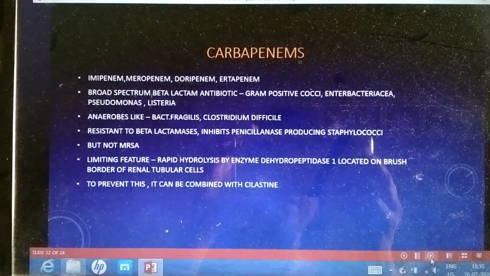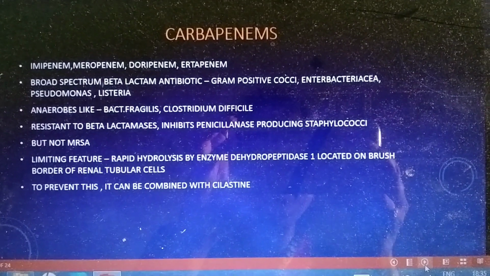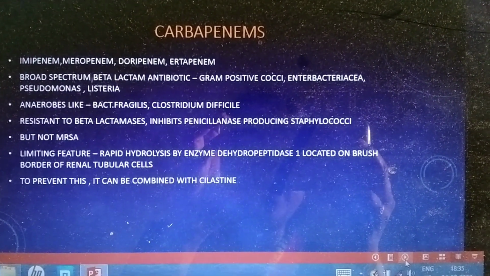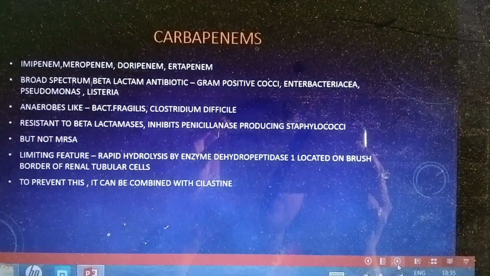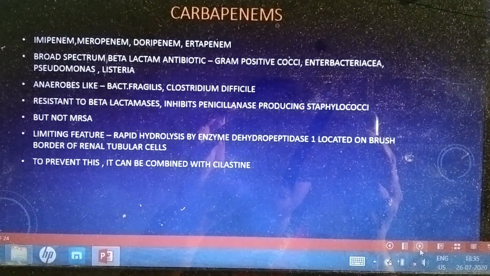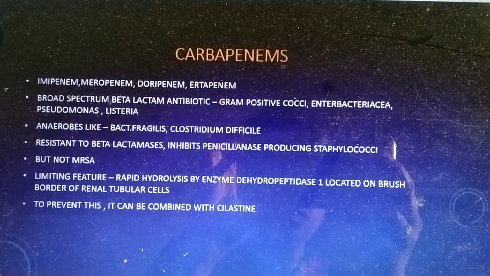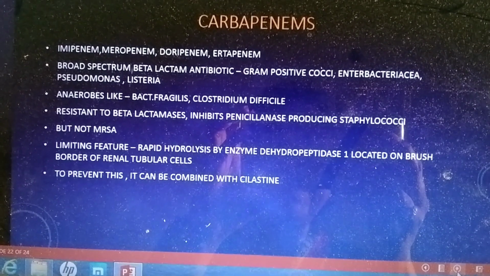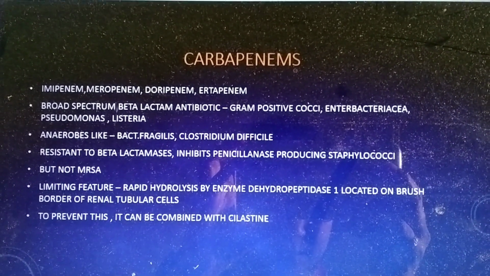Now coming to the limiting feature of the carbapenems. Imipenem is a prototype. There occurs a rapid hydrolysis of imipenem by the enzyme dehydropeptidase 1, which is located on the brush border of the renal tubular cells. Because of the rapid hydrolysis, the action is very short. So to prevent this, it can be combined with cilastatin.